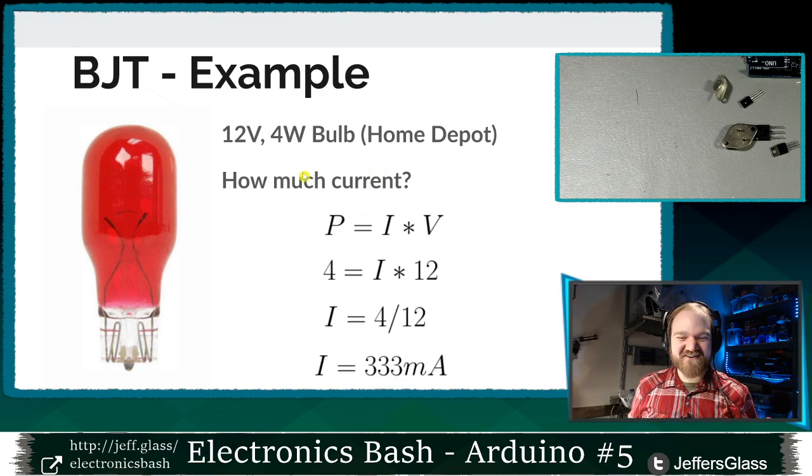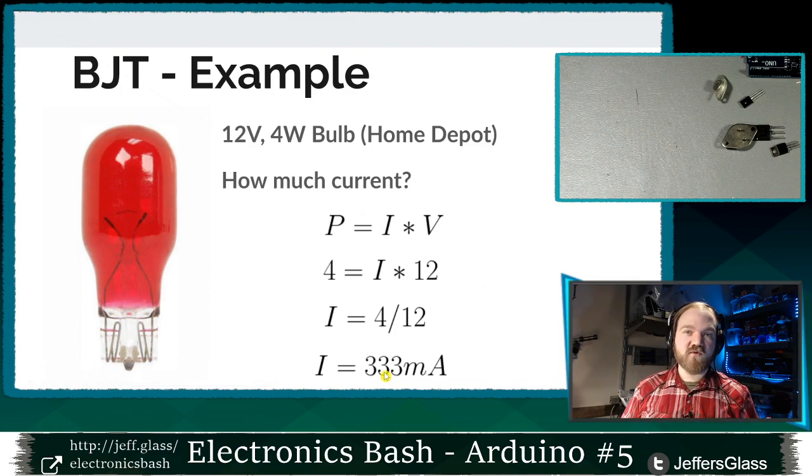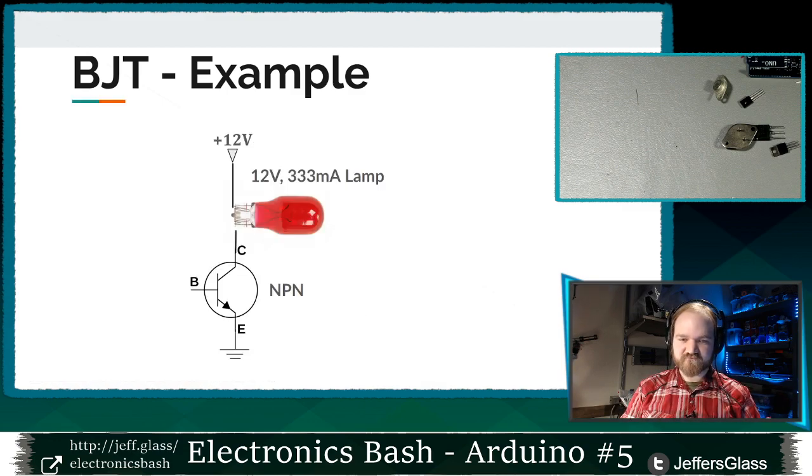So to figure out how much current we're going to need to put through it to be able to turn it on, we're going to think back to that equation that we learned last week, this P equals I times V equation, the power equation for electrical power. And we know the power is 4 watts. We know the voltage is 12 volts. So if we divide through by 12, we see that we're going to pass 1/3 of an amp, or 333 milliamps, through this light bulb when it's on at full. That's quite a bit more than the 20 milliamps we can safely put out of an Arduino, which is partly what's motivating me to want to use a transistor to drive this.